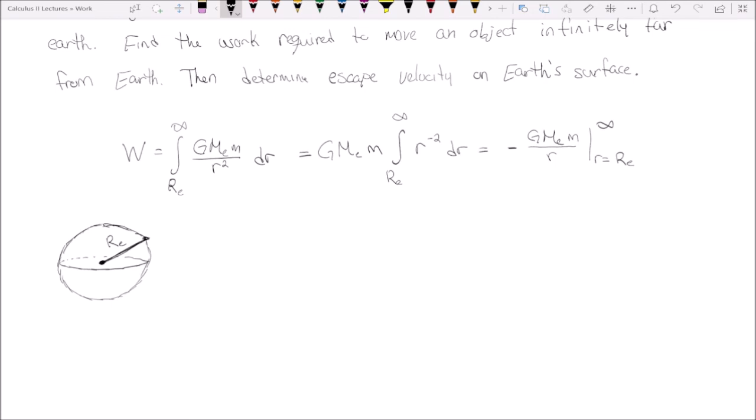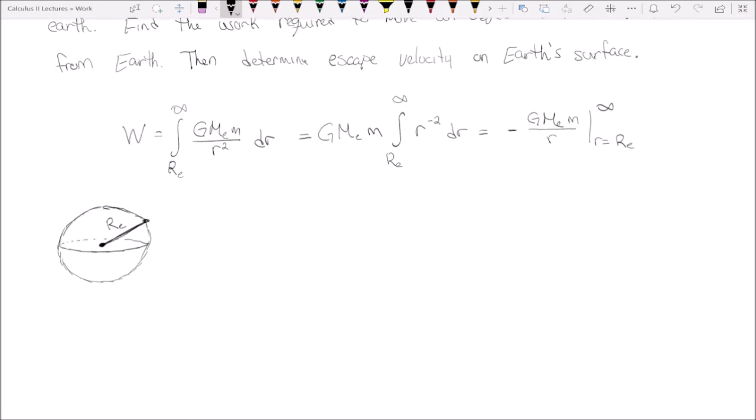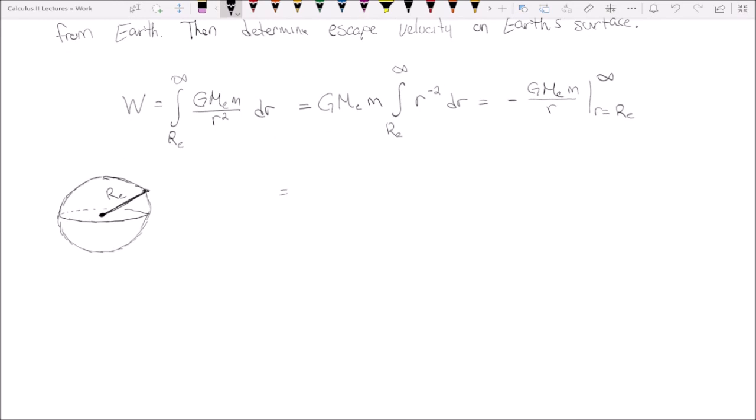Right now, this doesn't make any sense. We should be taking a limit, so we're going to do that now. Let's say this is the limit as b goes to infinity of negative G m_e m over r, as r goes from r_e to infinity.